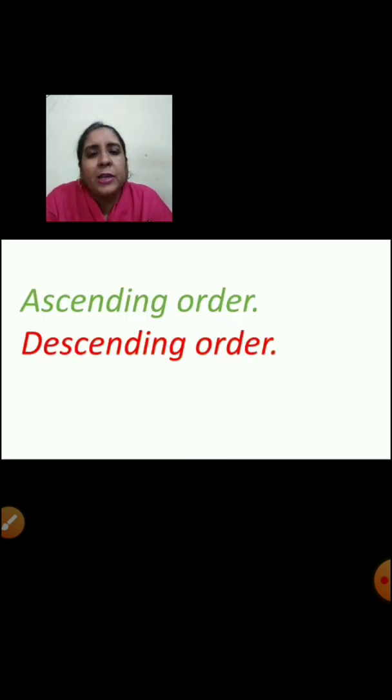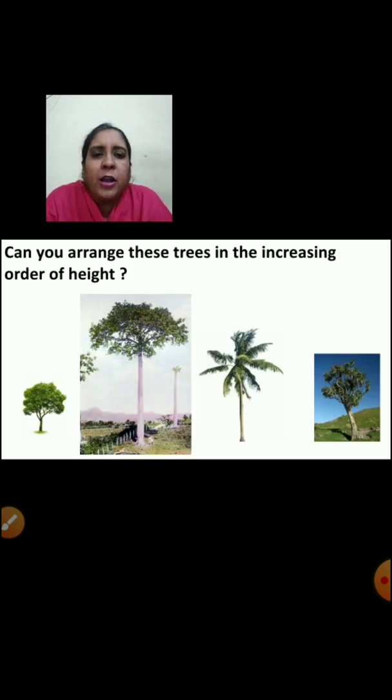In today's class we are going to learn ascending and descending order. Now here I have put the picture of few trees. Can you see on the screen? Yes, but the height of all the trees is not same, isn't it? Can you arrange these trees in the increasing order of height?